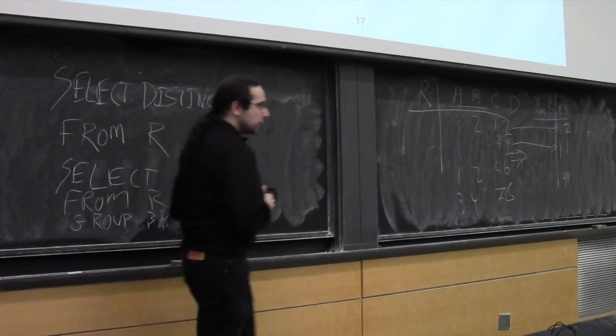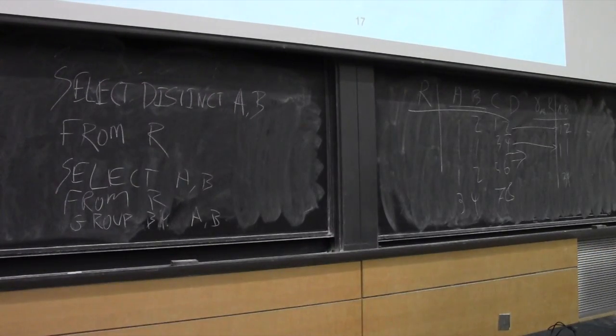So mainly what I'm trying to get across here is that the distinct and grouping operators are essentially the same thing. All distinct is doing is essentially a group by, but with no aggregate columns. All right, questions up to this point?